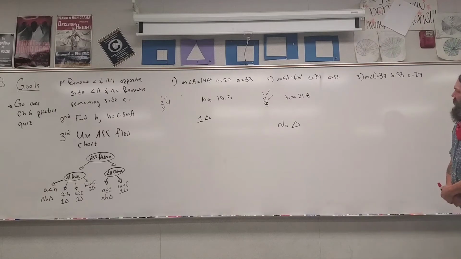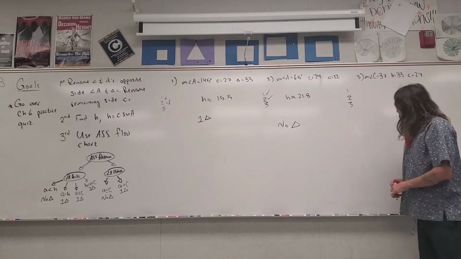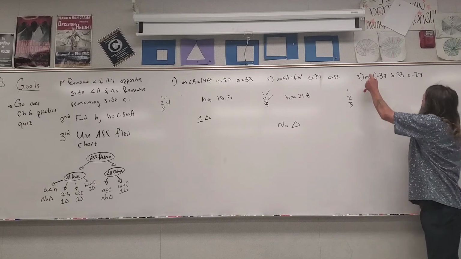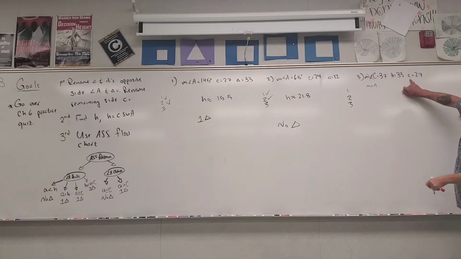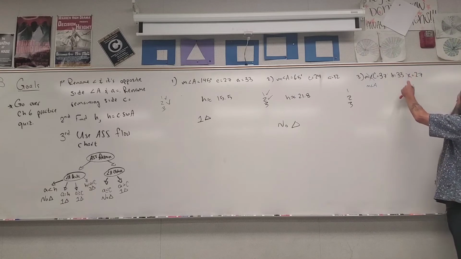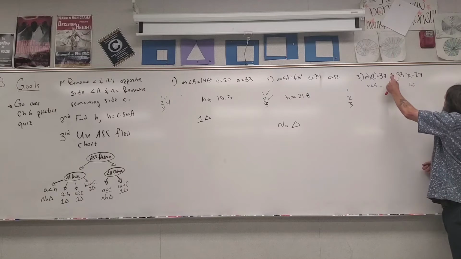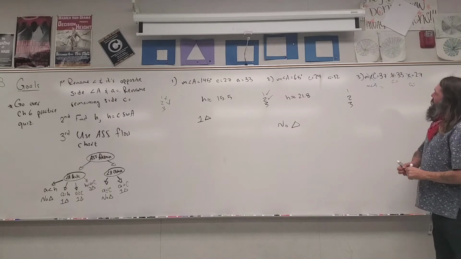Problem 3. Again, we have to go through our 3 steps. This time I am going to have to rename it. This is no longer angle C. This is now the measure of angle A. And its opposite length is now no longer C, it's now A. And this length is no longer B, it is now C. All right, so I renamed it.